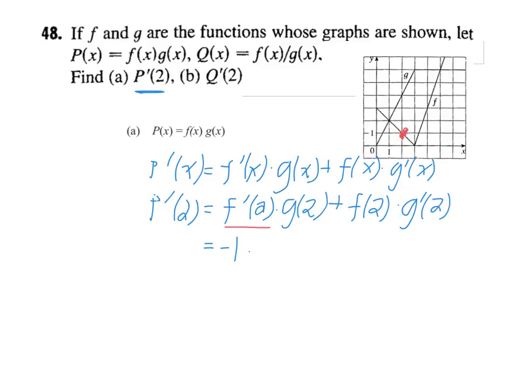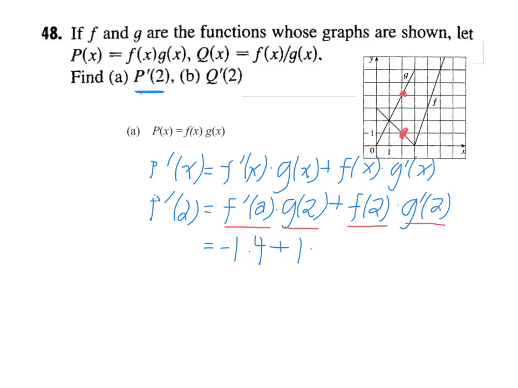Next, we have to find g of 2. Now, this has nothing to do with calculus. This is just notation referring to the y-coordinate on the g curve at 2. Right up here, that looks like 1, 2, 3, 4. Again, nothing to do with calculus, just a y-coordinate. Here this is f of 2, so again, no calculus, just referring to the y-coordinate at 2 on the f graph. That's 1.